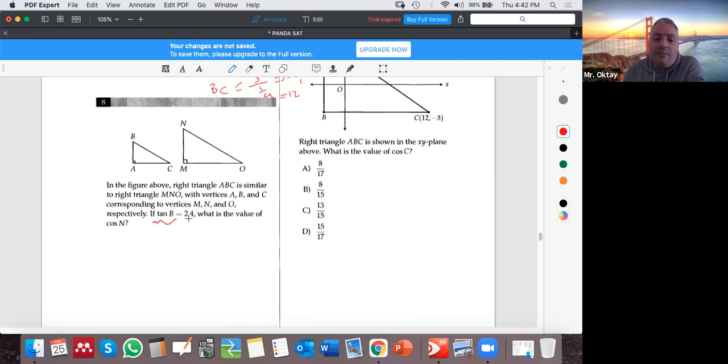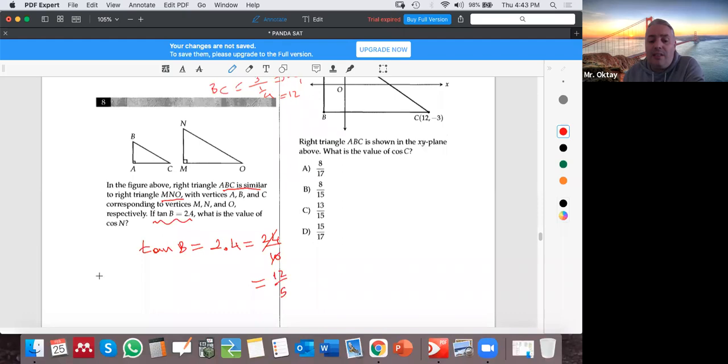Tangent B is given as 2.4, which means 24 over 10, and if I simplify by 2, it is 12 over 5. But do not forget, this is a ratio. You can even say this is 12K over 5K. Okay. And then let me read the question. It says that triangle ABC is similar to triangle MNO.